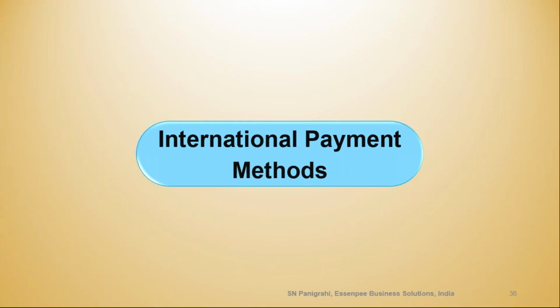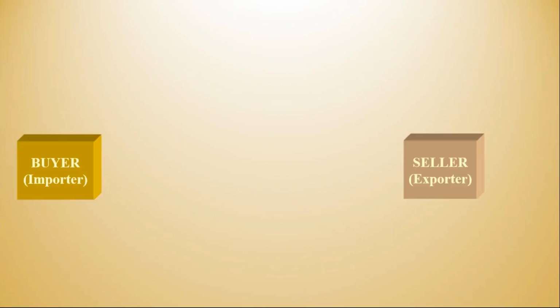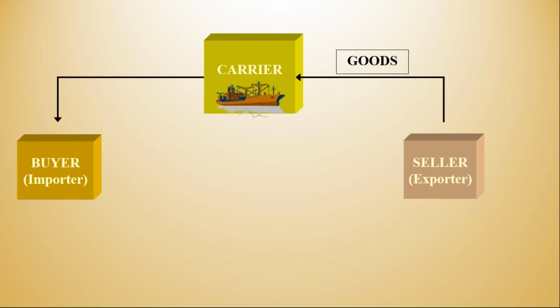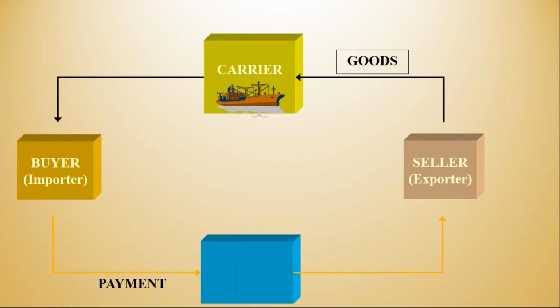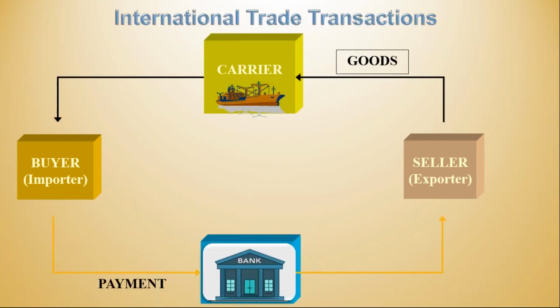Okay. Now we will discuss international payment methods. What are the different international payment methods? Let us understand. In an international transaction, there is a buyer and there is a seller. The seller sends the goods and the buyer receives. In return, the buyer makes the payment to the seller. That is what generally happens in the transaction. The seller sends the goods, then the payment is released through banking channels to the seller. This is how the international transaction happens.